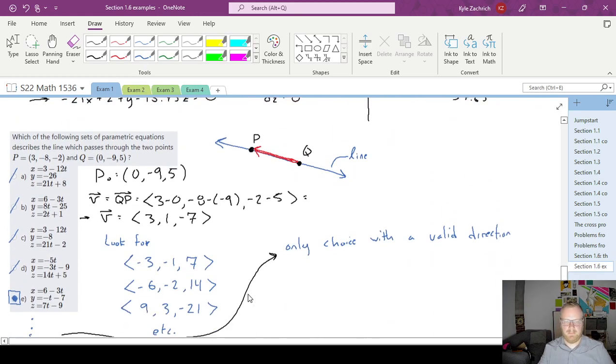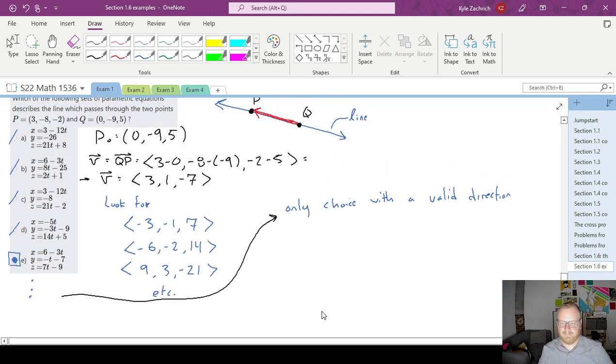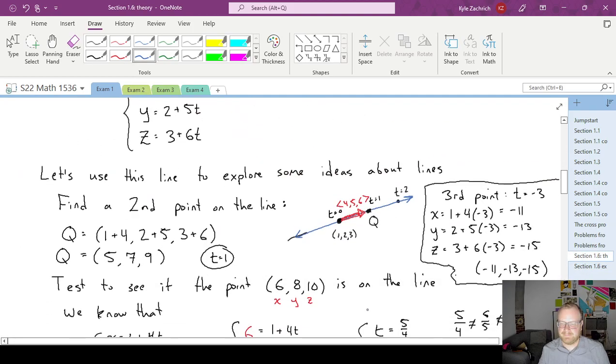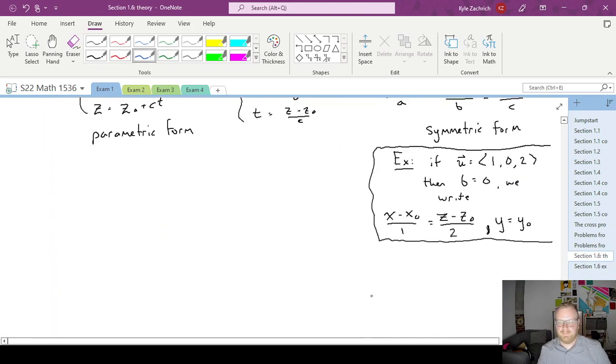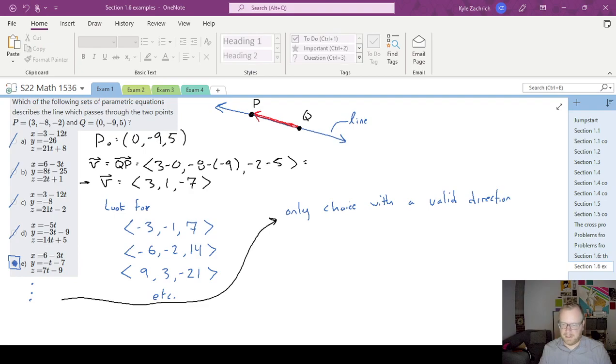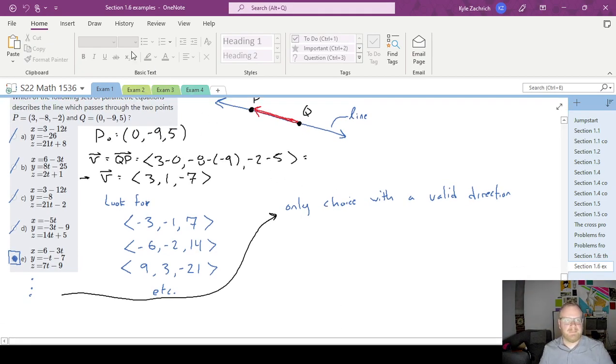Oh no. I'm stuck in this weird scroll wheel setting. Get me out of here. Oh my gosh. Sorry, I had to wrangle that loose.